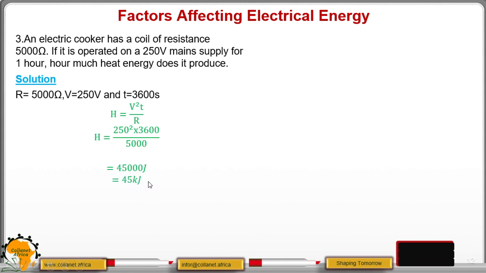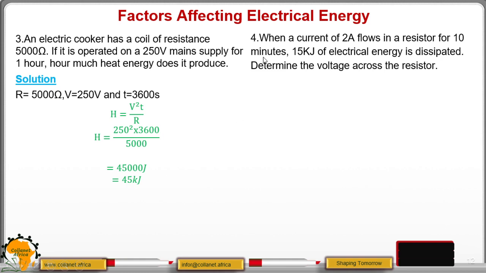Then number 4, we have that when a current of 2 amperes flows in a resistor for 10 minutes, 15 kilojoules of electrical energy is dissipated. Determine the voltage across the resistor. Now in this case, again, we are given all the other parts, but now we are supposed to get our value of R.